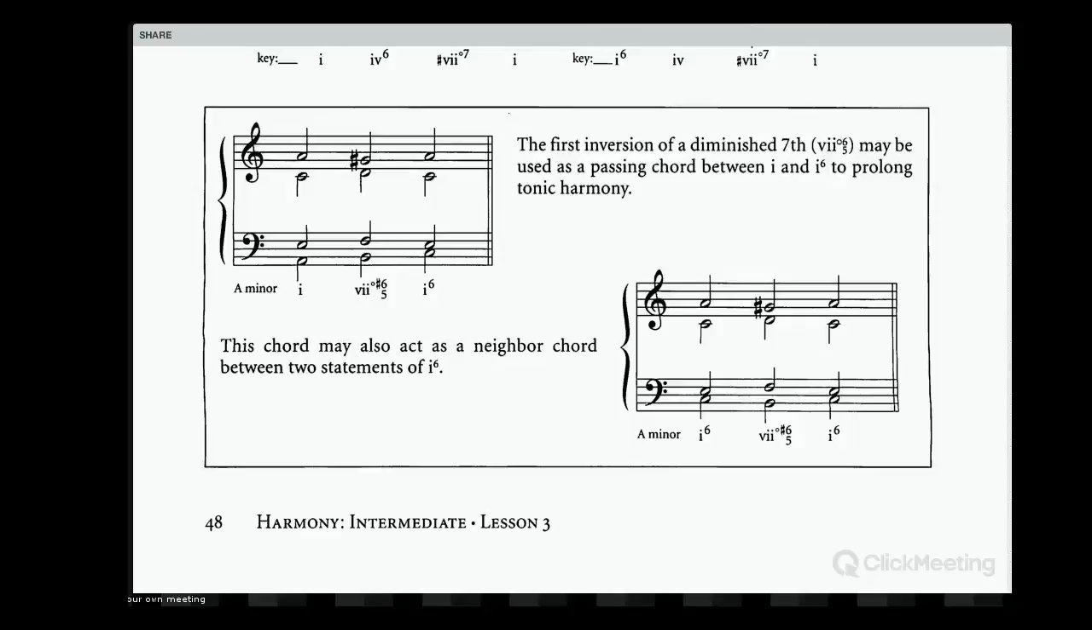You can use a first version of a diminished 7th chord as a passing chord between 1 and 1/6. Remember that very common progression of ours, 1/7/6/1/6? Well, now you can use 1/7/6/5/1/6. Very similar. The only difference is that we're adding the 7th.